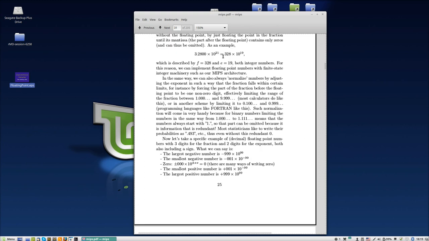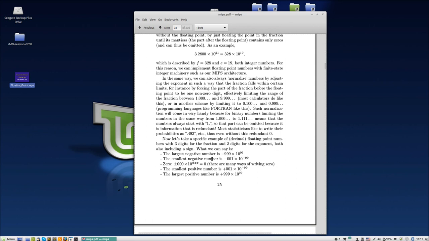The smallest number we will get, and it also has signs, both in front of the fraction and in front of the exponent, I must say before we continue. So the smallest number, as you can imagine, is minus 999 times 10 to the power 99. And the largest positive number is plus 999 times 10 to the power 99. But that is quite obvious.